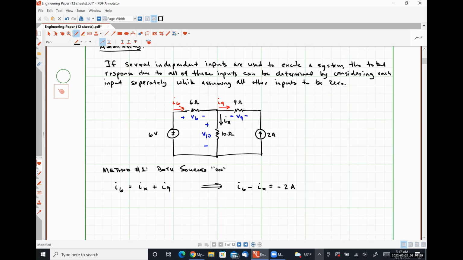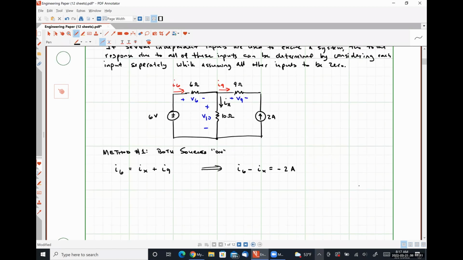What I'm going to do now is apply Kirchhoff's voltage law to my left hand loop. And so that's going to give me -6 volts plus V6 plus V10 is equal to 0, or V6 plus V10 is equal to +6 volts. And now we have two options, okay? So we have two equations with 4 unknowns.